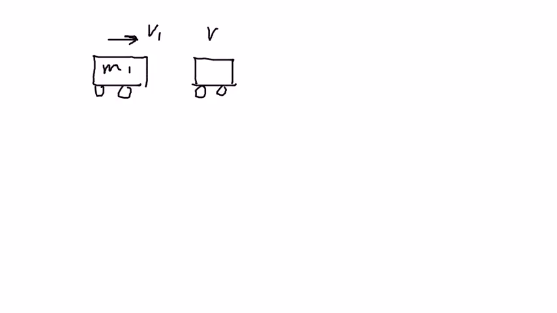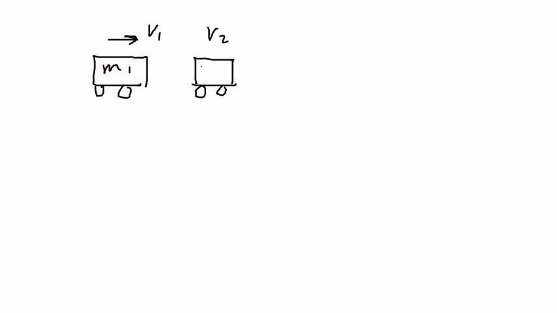Momentum in collisions. So these are the infamous cart problems. I've got a cart rolling down a track with some initial velocity. It has a mass of m1, call that v1. It strikes a second cart which has a velocity v2.